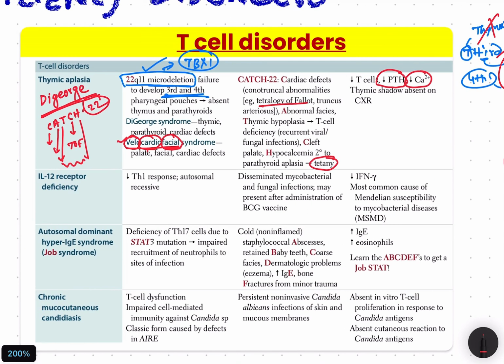Okay, so this CATCH-22 is the mnemonic from which you can derive what is DiGeorge syndrome or velocardiofacial syndrome. See here, the third and fourth pharyngeal pouches are absent, leading to thymic and parathyroid aplasia. CATCH-22: there is a cardiac defect, I told you, most common is TOF, then abnormal facies, I told you, thymic aplasia, I told you. Because of thymic aplasia, and the thymus is the area where T cells are matured, that is not happening, so T cells will be decreased.